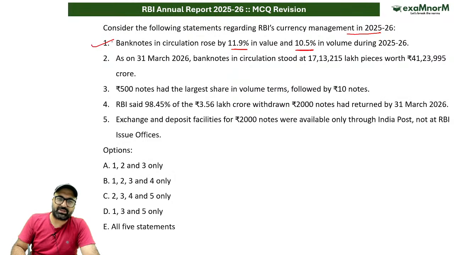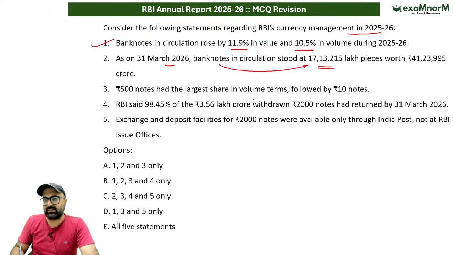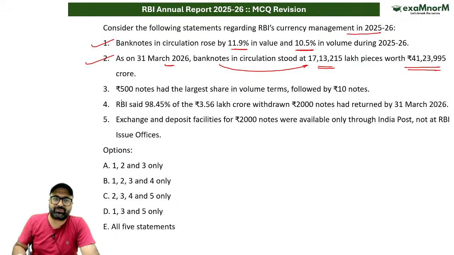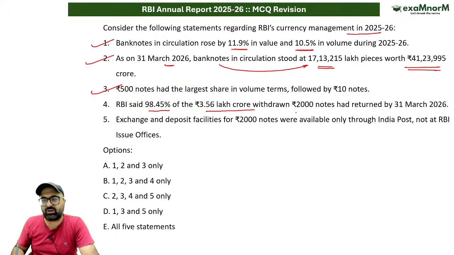The answer to this particular question is absolutely correct. As of 31st March 2026, banknotes in circulation stood at 17 lakh 13,215 lakh pieces worth 41.23 lakh crore rupees. That is correct. 500 rupee notes had the largest share in volume terms, followed by 10 rupee notes. Correct. RBI said 98.45% of the 3.56 lakh crore withdrawn 2000 notes has returned by March 2026.